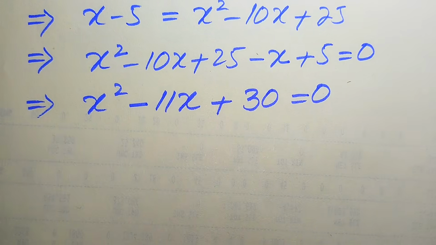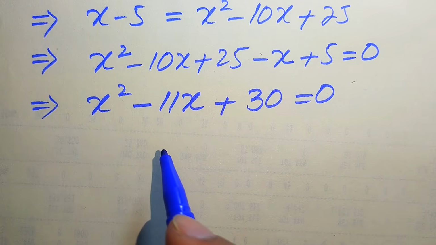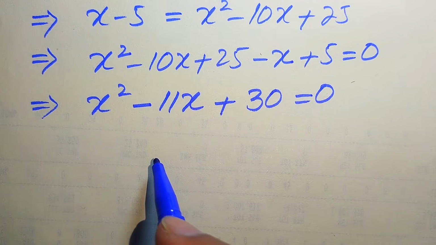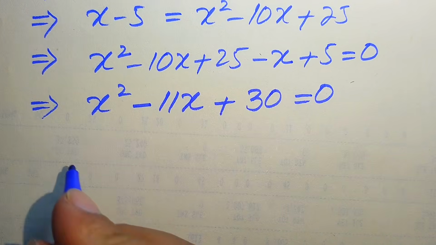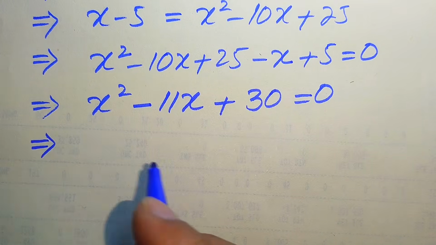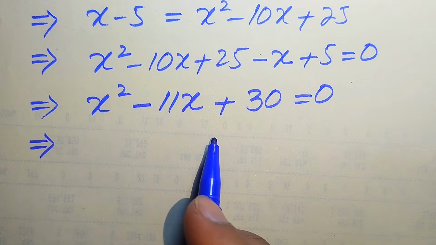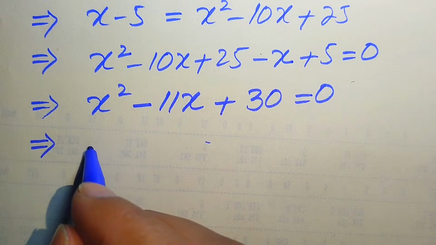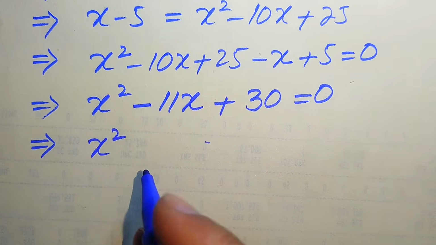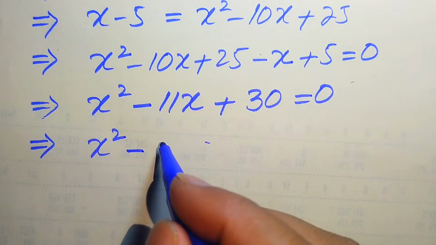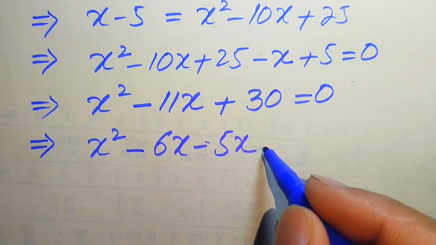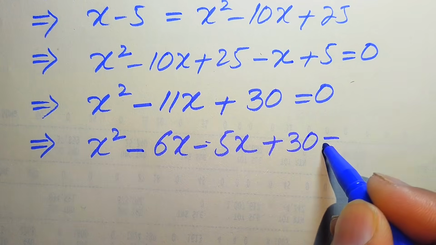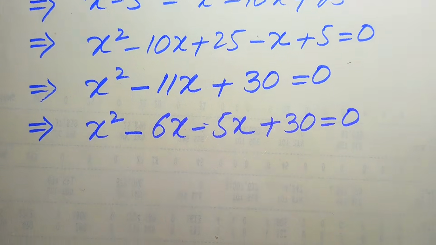Now we know that there are three methods to solve a quadratic equation. The first method is the factorization method, the second one is the completing the square method, and the third one is applying the quadratic formula. Here we use the factorization technique to find the roots of this equation. For this we need to break the middle term. Here our middle term is minus 11x, and we write minus 11x as minus 6x minus 5x, plus 30, and this whole equation is equal to 0.